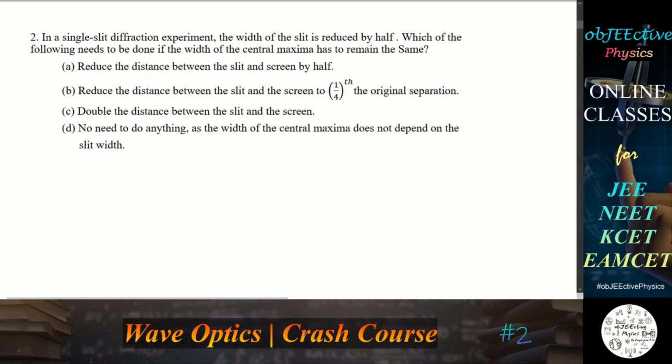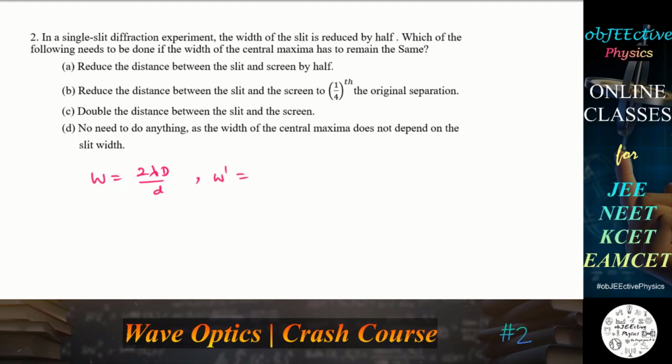In a single slit diffraction experiment, the width of the slit is reduced by half. Which of the following needs to be done if the width of the central maximum has to remain the same? Width of the central maximum is equal to 2 lambda capital D by small d. When small d is reduced to half, let us assume that W dash is equal to 2 lambda capital D by d by 2, or this can be written as 2 into 2 lambda capital D by small d.